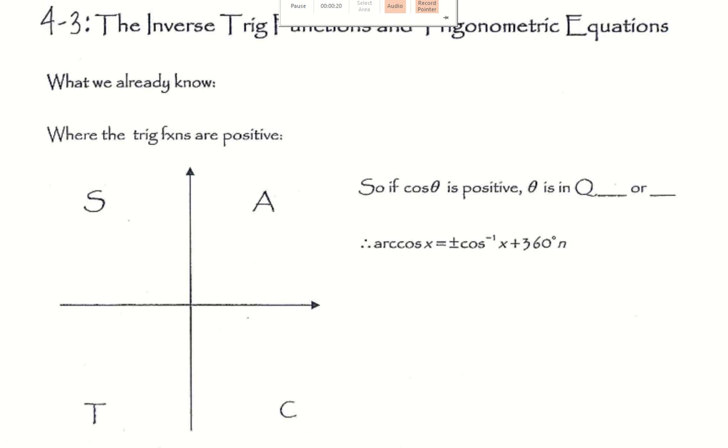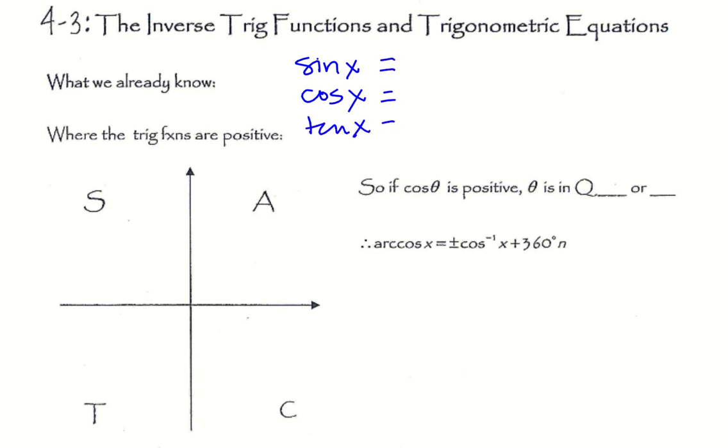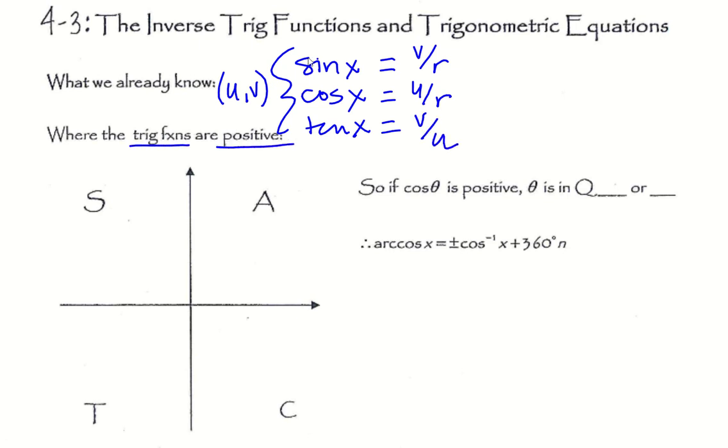We already know that we could find the sine of x, the cosine of x, the tangent of x, from a point on the terminal side of an angle. So if I had a point (u, v), then the sine would be v over r, where r was the distance from the origin to that point. Cosine was u over r, and tangent was v over u. So we're going to look at where our trig functions are positive.